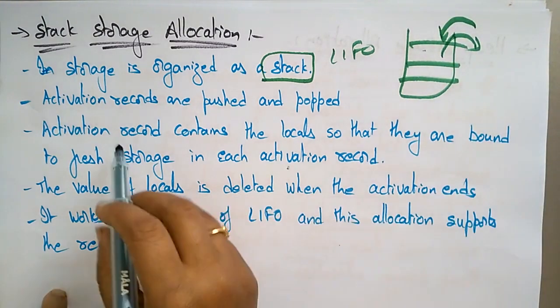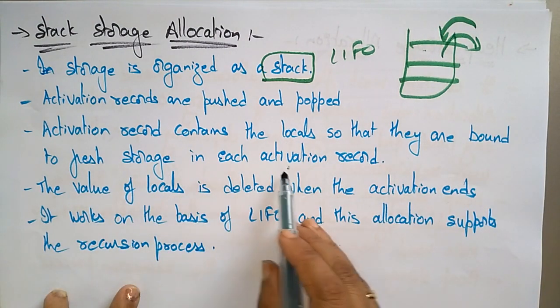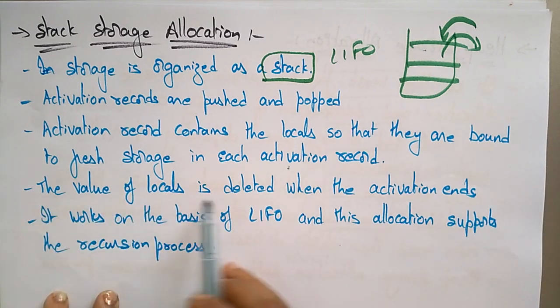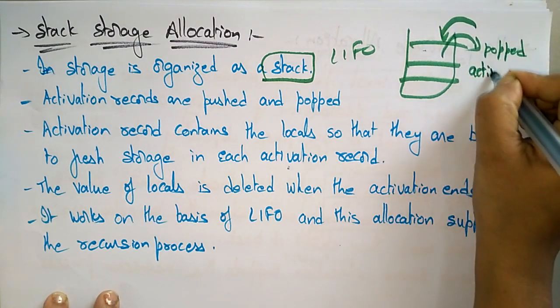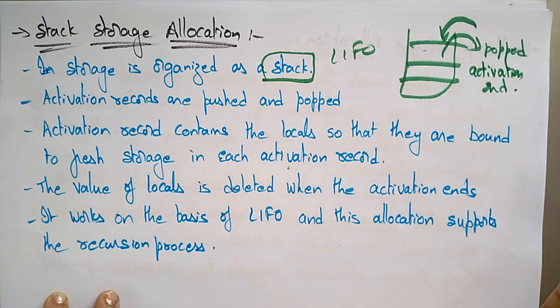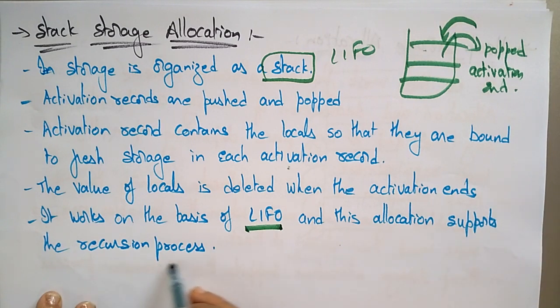The activation records contain the locals, so they are bound to fresh storage in each activation record. The activation record consists of the information that we want to be executed at present. It is live. The value of locals is deleted when the activation ends. Whenever it is popped, the activation is going to end, and all the local values are going to be deleted from the memory. It works on the basis of last in, first out, and this allocation supports the recursion procedure.